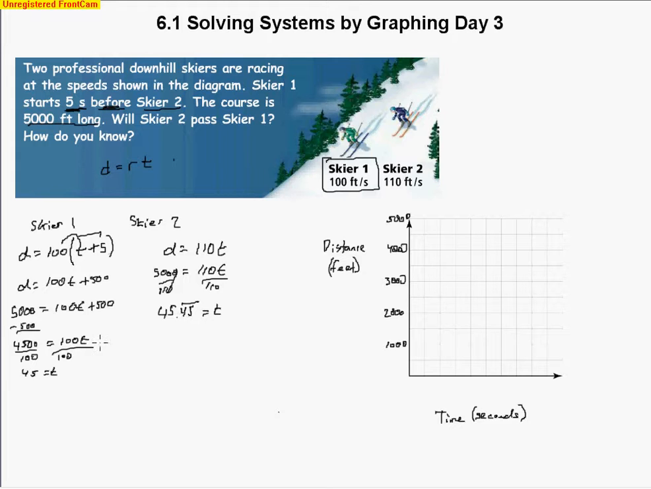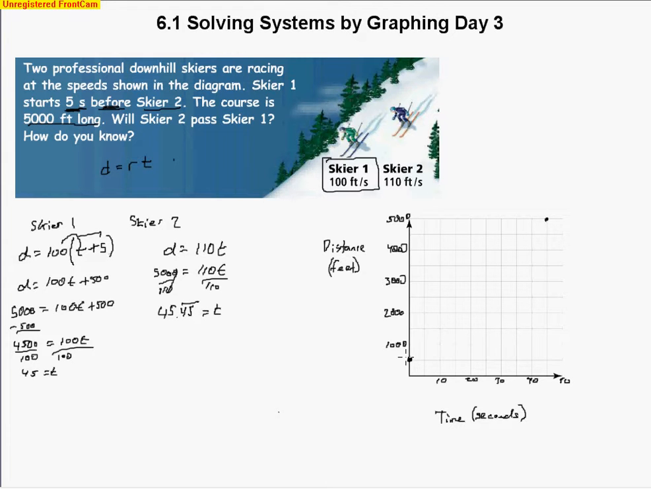So I already know that, but I'm going to show that in this graph. I know it takes 45 seconds, so let's see what kind of units I should go with. If I go by 5s, I'll get right to 45 seconds. So let's call this one 10, 20, this is 30, 40, and this will be 50. And so 45 will be right along this line right here. So for skier number 1, I can graph some points. He starts up at 500 feet, and he ends at 45 seconds at 5,000 feet.